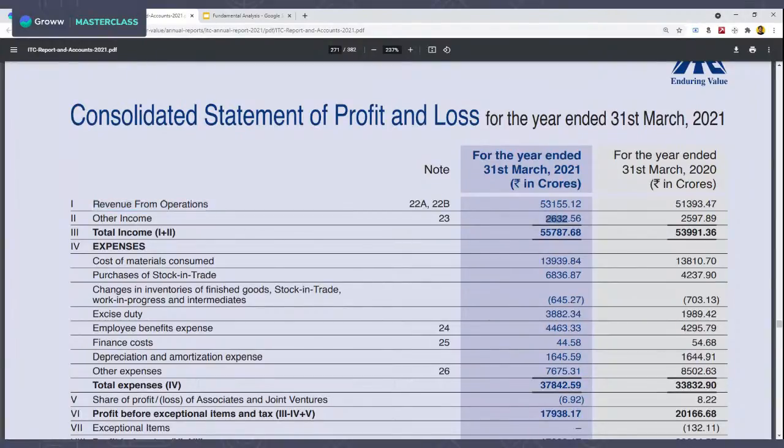Then we have something known as other income, which is not from the core business. And that becomes total income of 55,000 crores that they have as total income. Got it? This is simple.